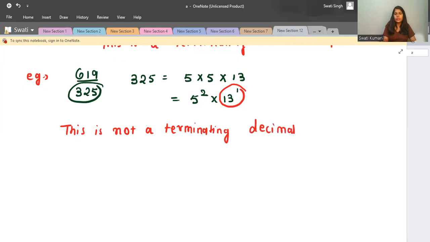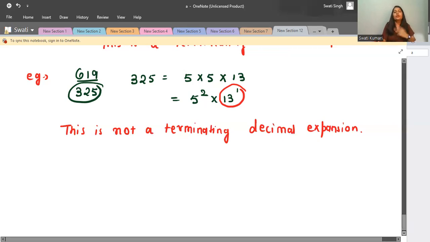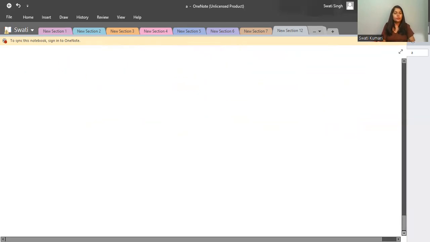I hope it's clear that if you get any fraction, you will just do this step, and you will quickly get whether it is terminating or non-terminating. Okay, I hope that's clear now.